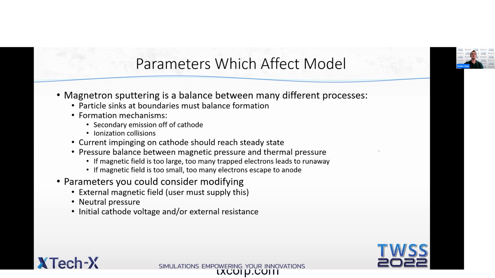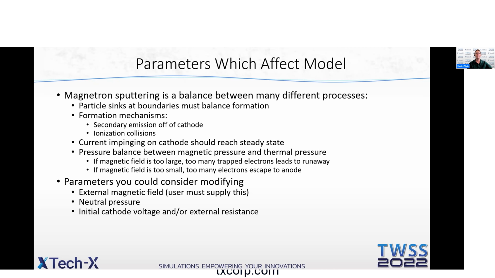But you have two sources. You have the particle sinks at the boundaries, and you have the particle sources due to the ionization collisions and the secondary emission. You have current hitting the cathode, which is going to impact the voltage. So without an external circuit model, you really wouldn't be handling the physics correctly, because in a real setup, you would have to deal with Ohm's law somehow, and the simplest way to deal with Ohm's law is just by including a resistance.